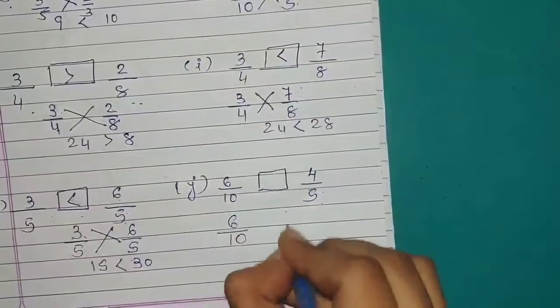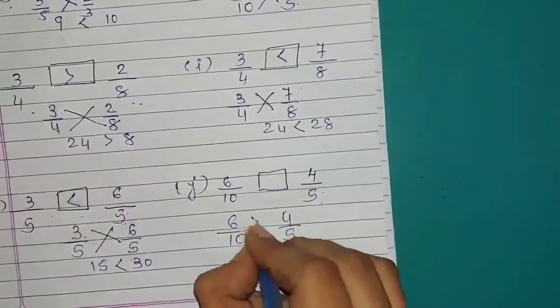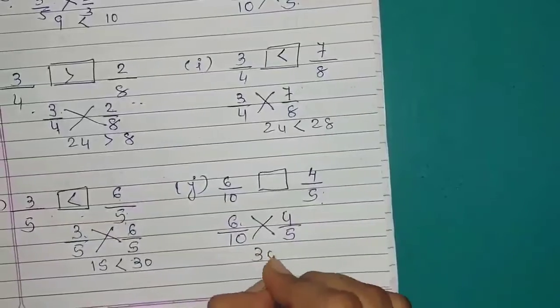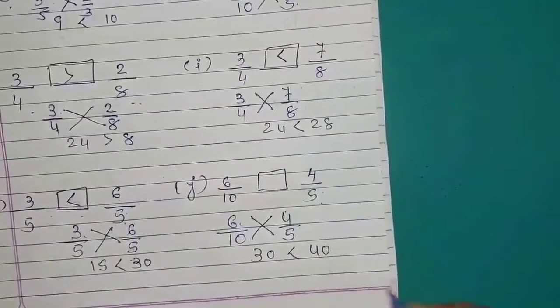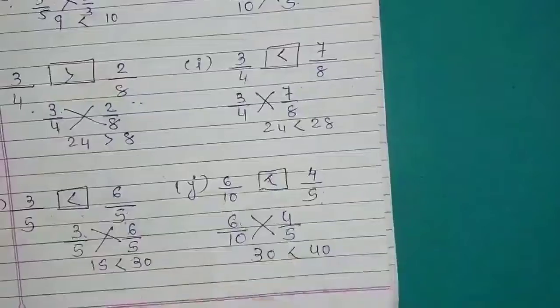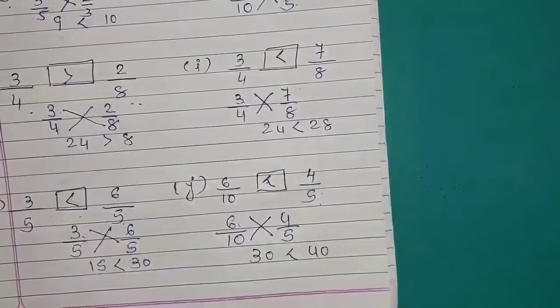Now next is 6 upon 10, 4 upon 5. So 6 upon 10 we will write, 4 upon 5 we will write. Cross we will do. 6 5s are 30, 10 4s are 40, 30 is less than 40, so 6 upon 10 is less than 4 upon 5.